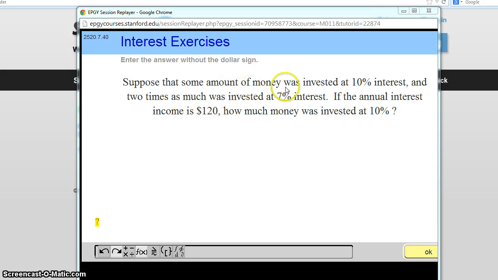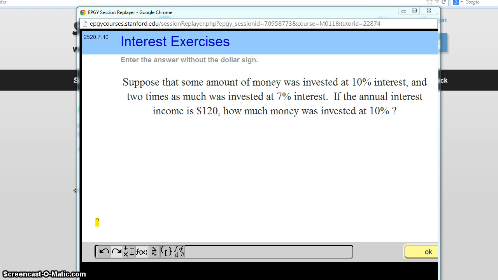Suppose that some amount of money was invested at 10% interest, and 2 times as much was invested at 7% interest. If the annual interest income is $120, how much money was invested at 10%?